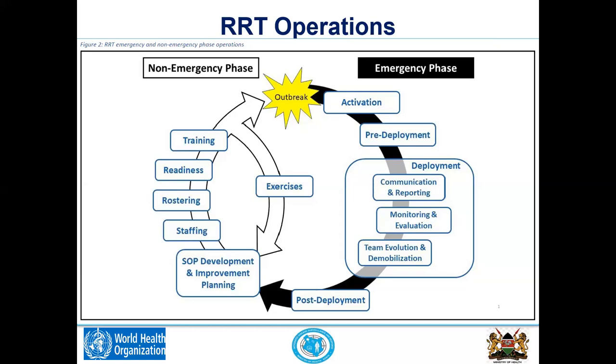Sometimes you will send a team to the ground and one of them falls sick. How do you replace them? Sometimes you will find a team will get to the epicenter of the outbreak and one of them gets exposed. How do you make sure that they are quarantined? And as you do that, you get a replacement in that team. And then once you do that, you conduct a post-deployment briefing, and this now becomes a continuous cycle.